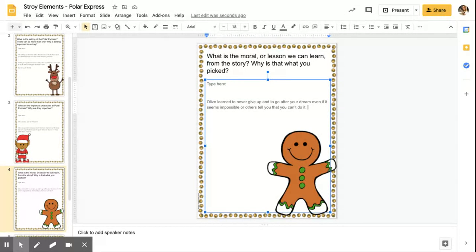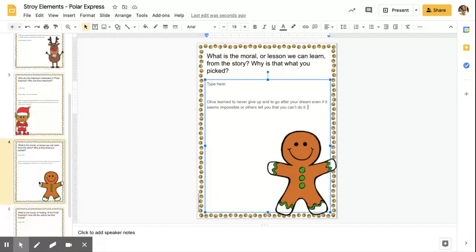Now, I'm not going to tell you why I picked that one because I don't want to give away why you're going to pick the one you pick for Polar Express. Okay. But I want you to think, after you tell me the lesson that you're going to learn from Polar Express, why you think that's an important lesson. Okay. Why is that a lesson that we think is important?